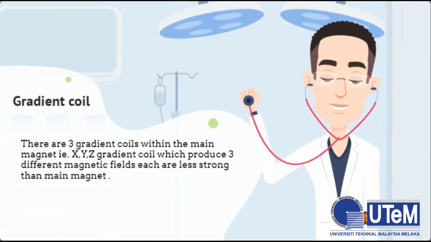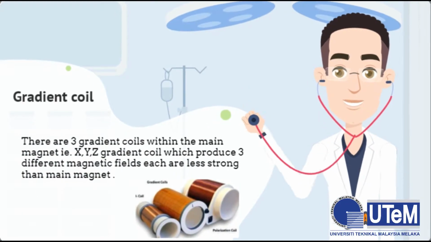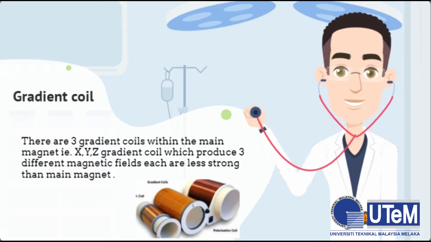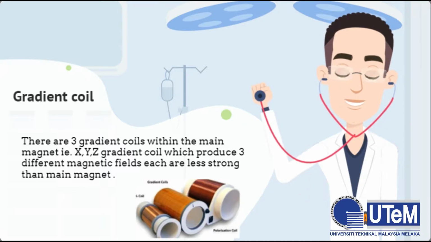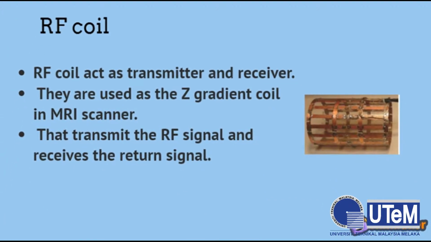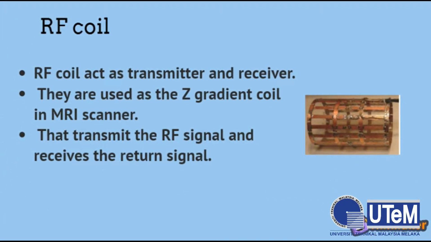Gradient coil. There are three gradient coils within the main magnet. XYZ gradient coils produce three different magnetic fields, each less strong than the main magnet. RF coil. RF coils act as transmitter and receiver. They transmit the RF signal and receive the return signal in the MRI scanner.